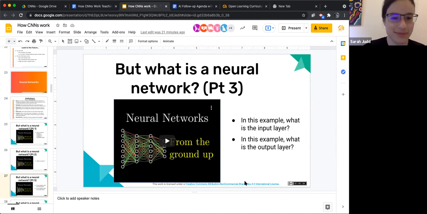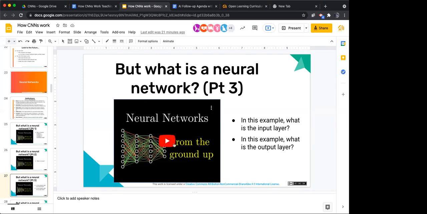So in this example, what's making up the input layer? Could we rewatch the clip, please? Totally.